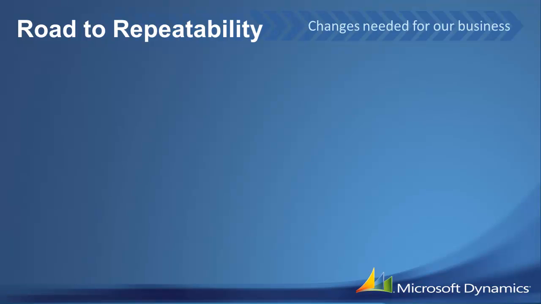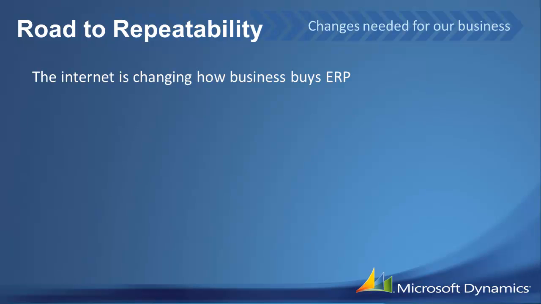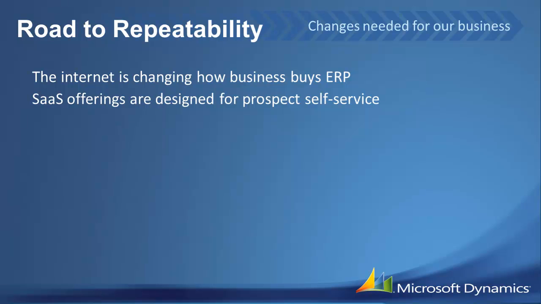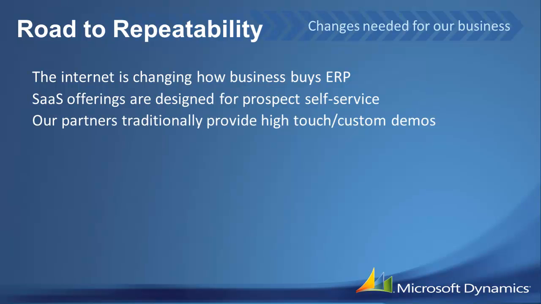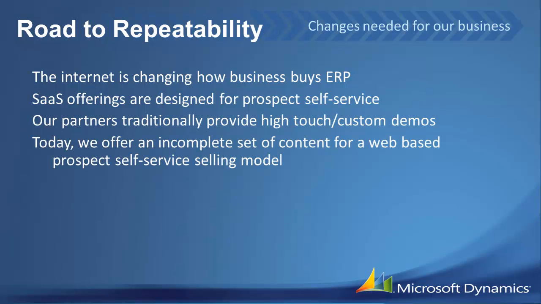Today, we do see changes needed for our business. The internet is changing how businesses buy ERP. The SaaS offerings are really designed for prospect self-service. They have the content today to enable a prospect to see the solutions and get a look and feel for the solutions. Traditionally, we do that through our partners with high-touch custom demos. That's just our traditional model, and we need to change that a little bit to be more responsive to the competitors and to what the prospects are seeking.